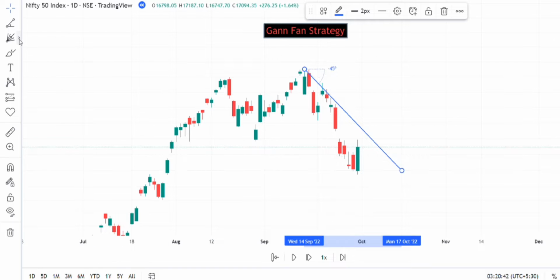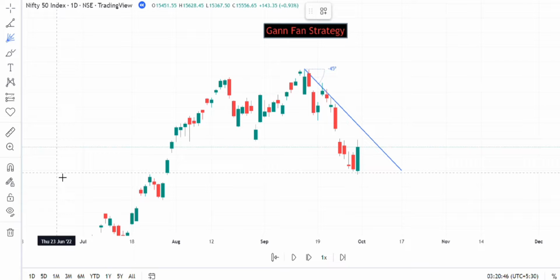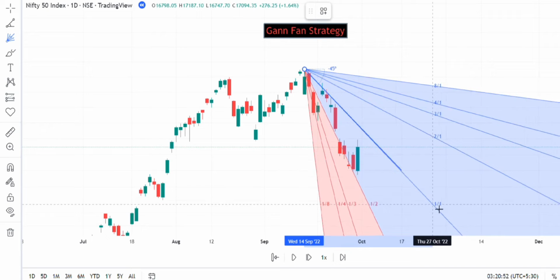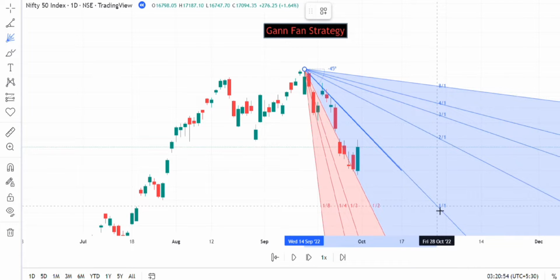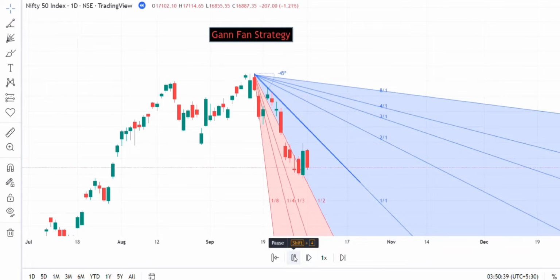Now go to the Gann and Fibonacci tools, select the Gann Fan and place it on the significant high point in such a way that the 1 into 1 line overlays the 45-degree line. Now our Gann setup is ready. Our time frame here is 1 day. We can also apply it at smaller time frames. Now wait for the 1 into 1 line to break upward.